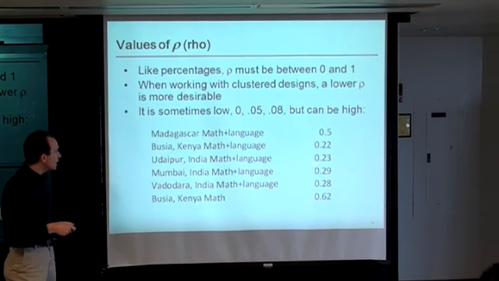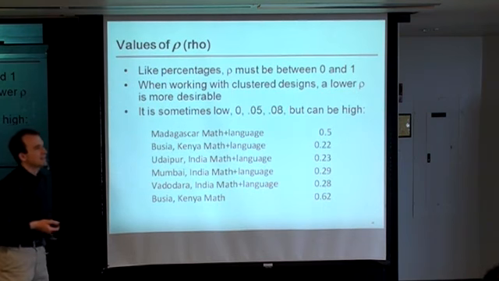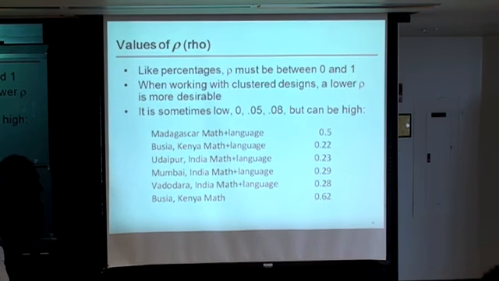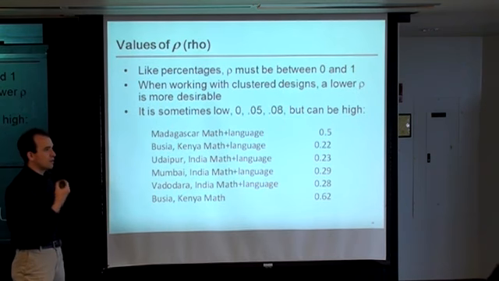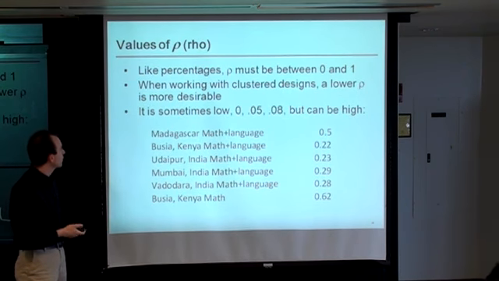So often it's low, but it can be substantial, right? In some of these test score cases, for example, it's between 0.2 and 0.6, which, 0.6, means that most of the differences are coming between groups, not within groups. So the groups really are much closer to kind of one object.